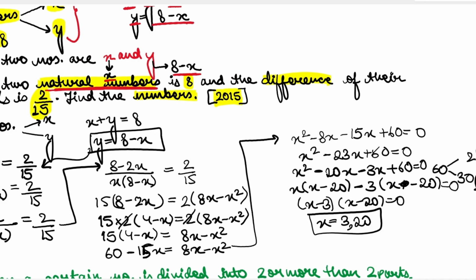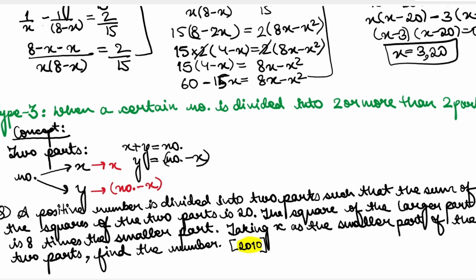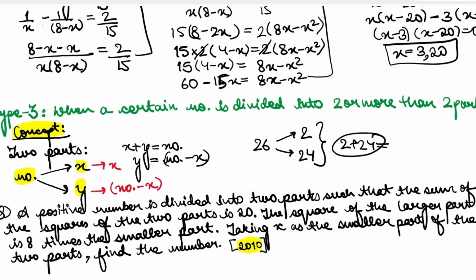Now, moving on to the next topic, that is type 3, when a certain number is divided into 2 or more than 2 parts. The question will say that there is a number, and we divide or distribute that number into 2 parts. The main concept behind this is that we'll take 2 parts, x and y. Now how will you know what the division will be? For example, I have divided 26 into 2 and 24. Correct. So the addition of 2 and 24 will also give us 26.